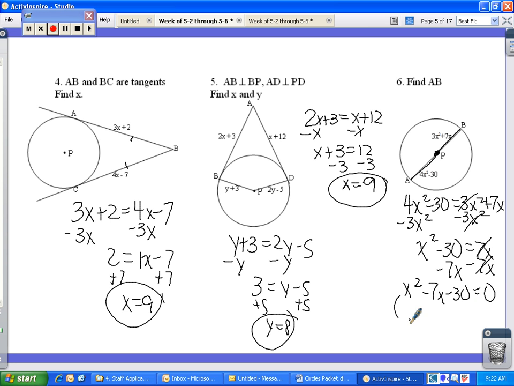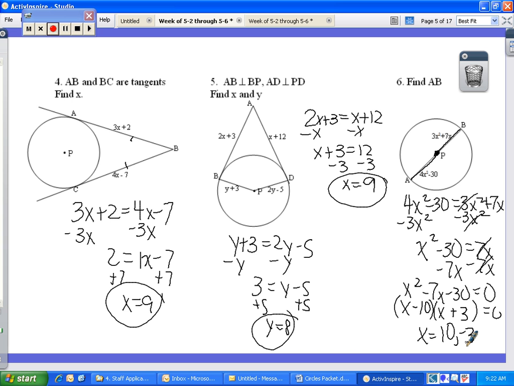Now I can plug this in my calculator or factor it to solve it for 0. So what are two numbers that when I multiply I get negative 30 and add to get negative 7? Those two numbers are negative 10 and positive 3. So notice negative 10 times 3 is negative 30 and negative 10 plus 3 is negative 7. So my solutions are actually the opposite of those, which is positive 10 and negative 3. Okay, so then you need to plug both of those back in. These are two possible solutions. All right, moving on.